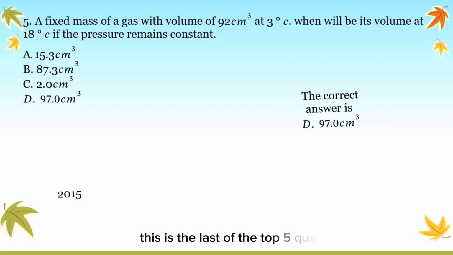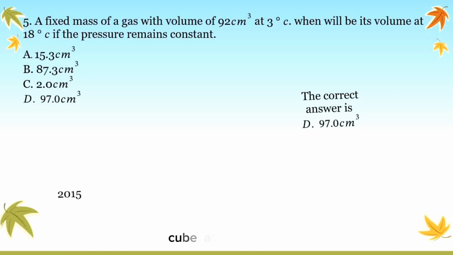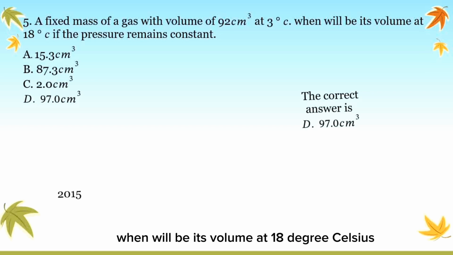This is the last of the top 5 questions we are looking at in chemistry, and also precisely on Charles' law. A fixed mass of a gas with a volume of 92 centimeter cube at 3 degrees Celsius. What will be its volume at 18 degrees Celsius if the pressure remains constant? Since the pressure is constant, we are talking about Charles' law.